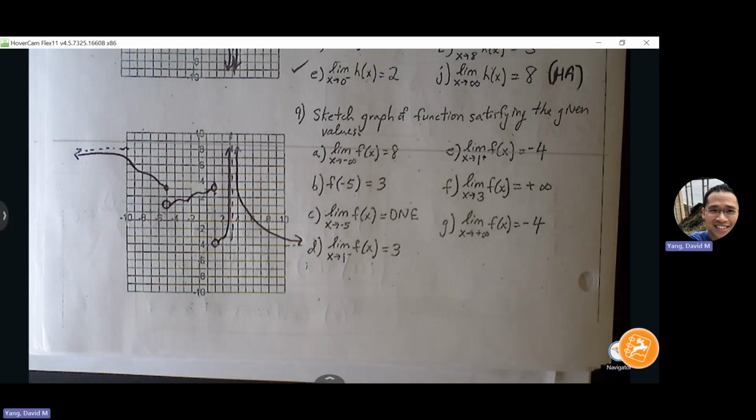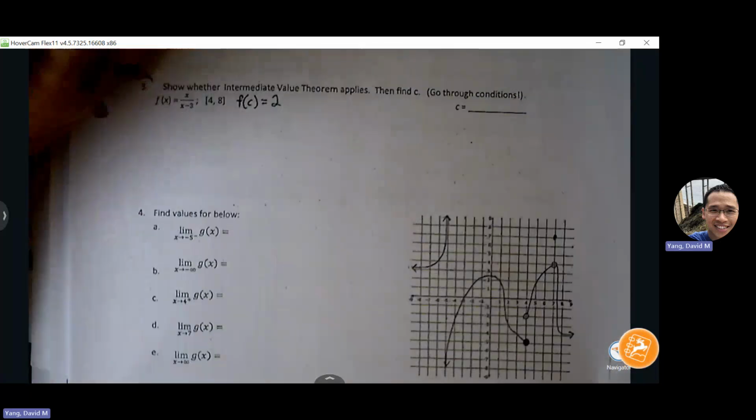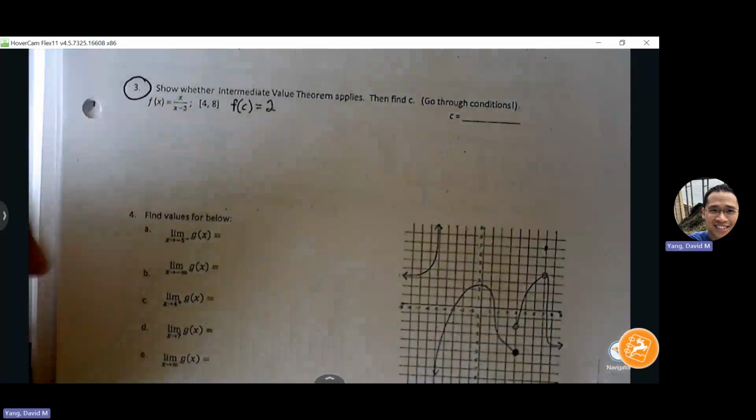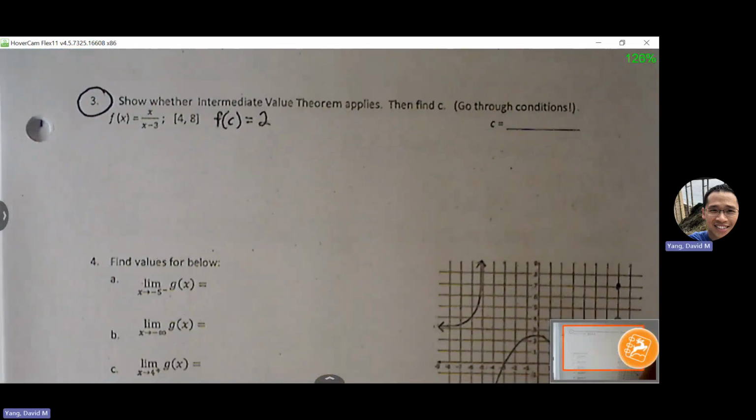Why don't we do an IVT problem? If you can turn to page 11, this is the quiz. This is a quiz review from previous years, because in the past I had a second quiz. So this is on page 11. Try number 3. See if you can go through your conditions for IVT.